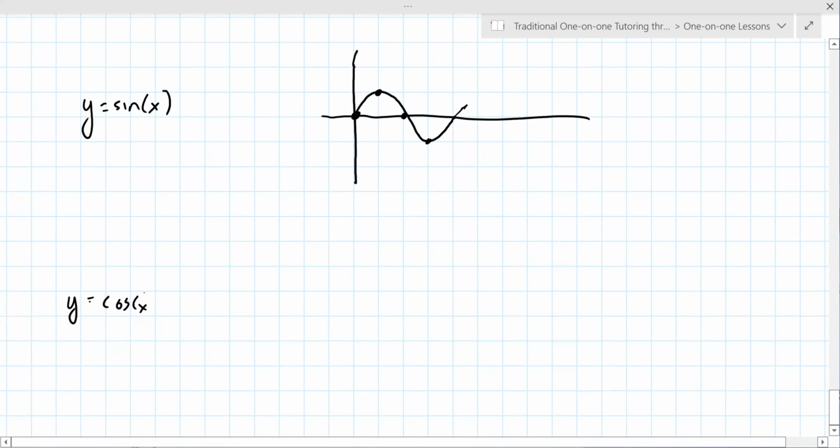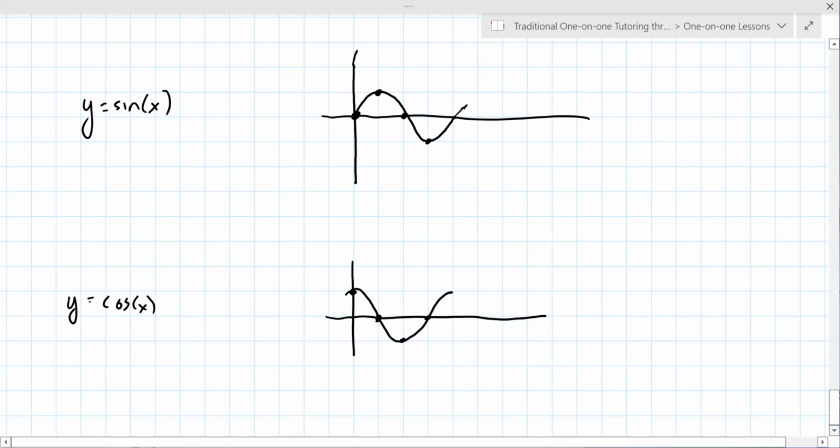Cosine looks like this. It's very similar, but there are important differences. It starts high rather than starting at the origin, and it immediately goes down, down, comes up like this. So it comes down, up, looks like that. So you definitely need to know that.